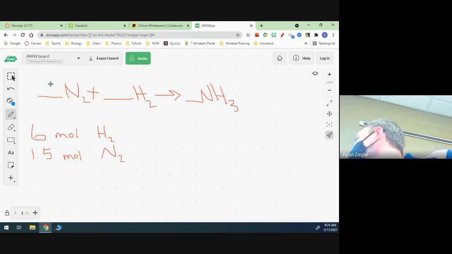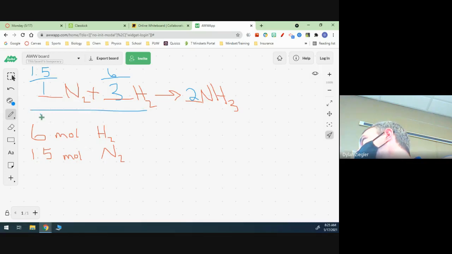Let's balance. What do I have? 1, 3, 2. And then to find the limiting reactant, 2 steps. 6 over the H, 1.5 over N. Step 2, divide and pick the lower number. Here we got 1.5. Here we got 2. This is the lower number. N2 is the limiting reactant.